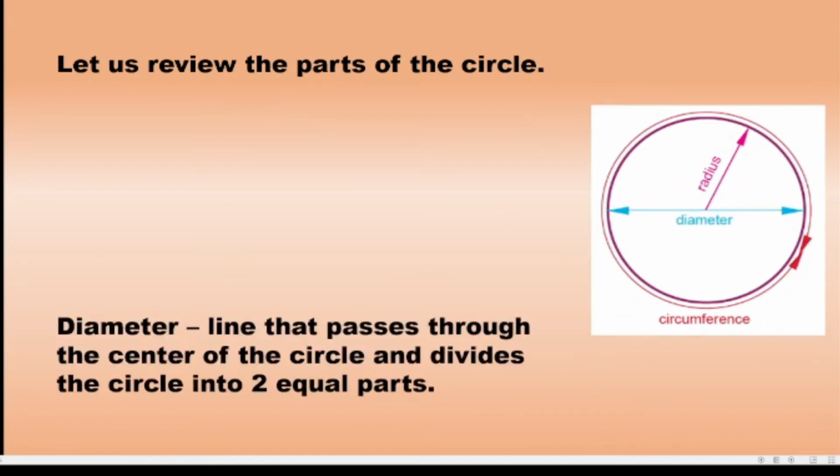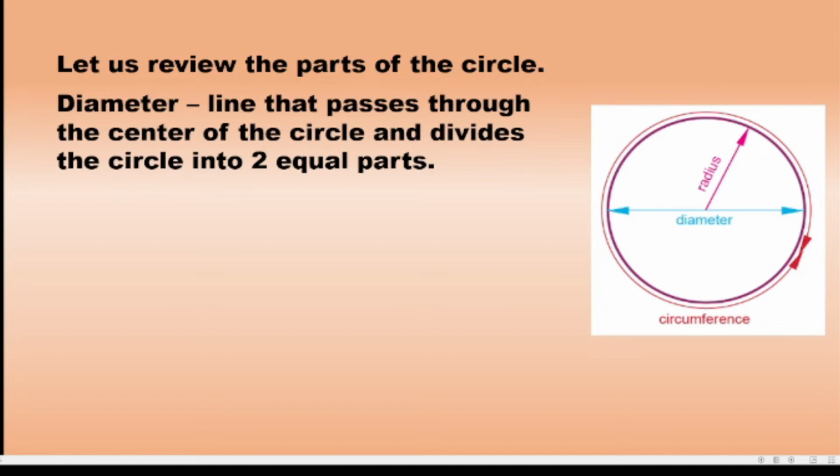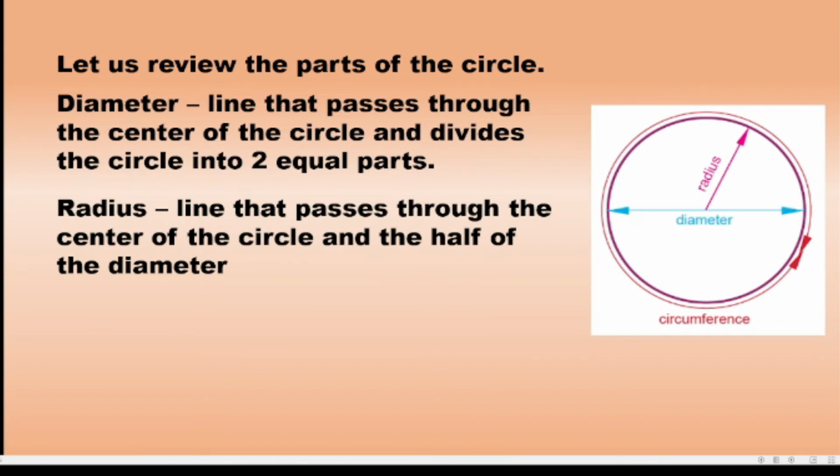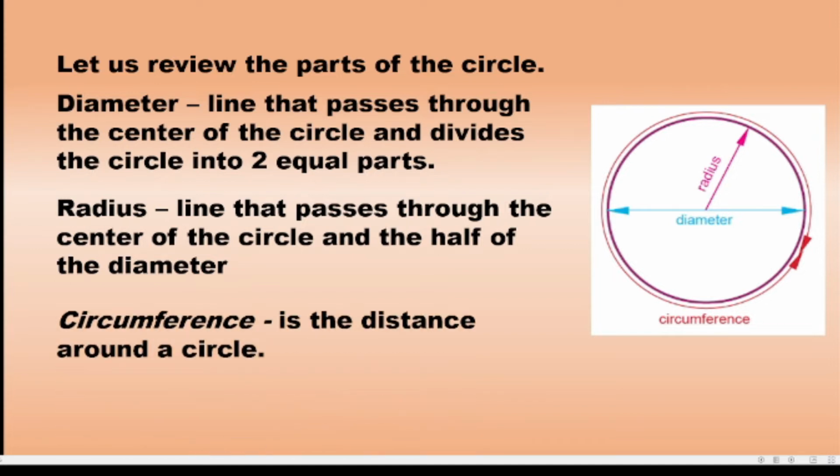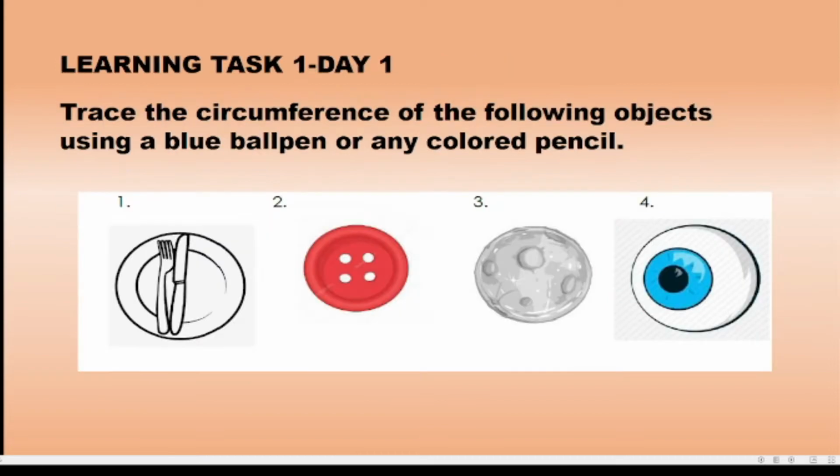So let us review the parts of the circle. Diameter: a line that passes through the center of the circle and divides the circle into two equal parts. Next, radius: a line that passes through the center of the circle and the half of the circle. The other one is circumference, which is the distance around the circle.